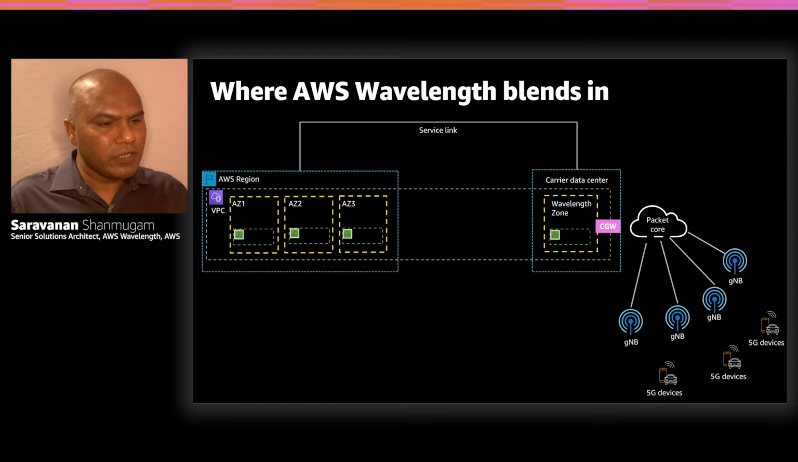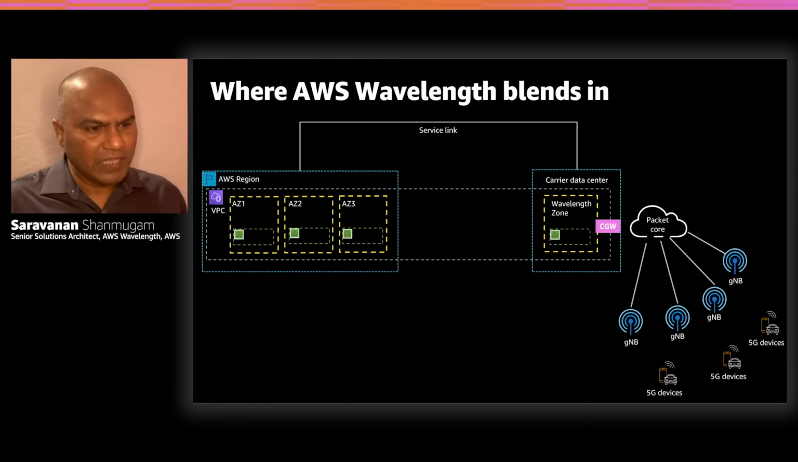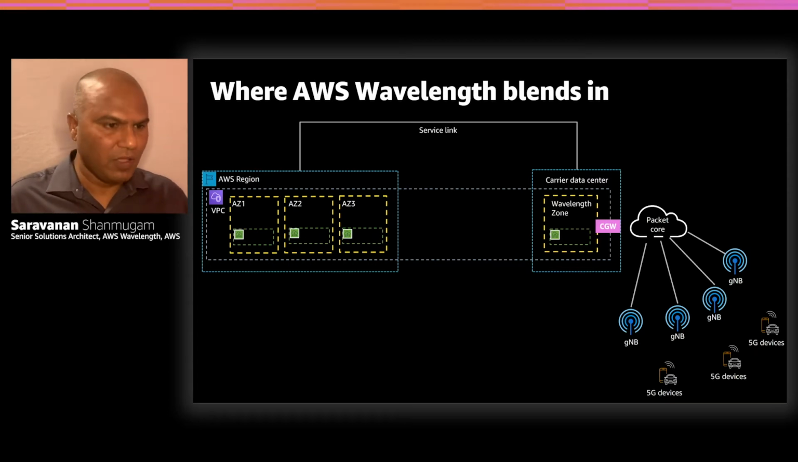Customers can now run ultra low latency applications on AWS infrastructure and services at the edge. We are introducing a new networking resource along with it called Carrier Gateway, which helps the customer's traffic, which originates from the wavelength zone, to be routed back to the packet core and to the carrier network, and also provides the NATing function for the traffic that originates from the subnet inside the wavelength zone back to the carrier network. We have slides where we will talk about different packet flows in and out of the wavelength zone.